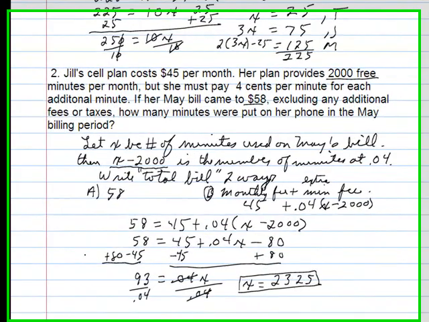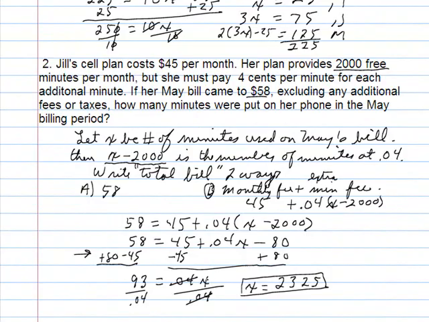Then I did the same thing on the left. So on the right I ended up with 0.04x, on the left I ended up with 93. I divided both sides by 0.04, and I got 2,325 minutes. Now let's see if that's right.